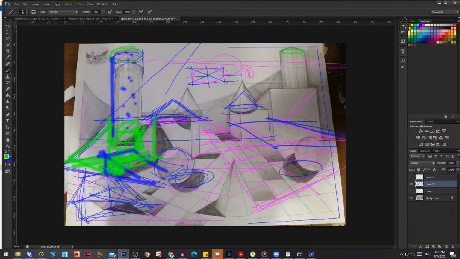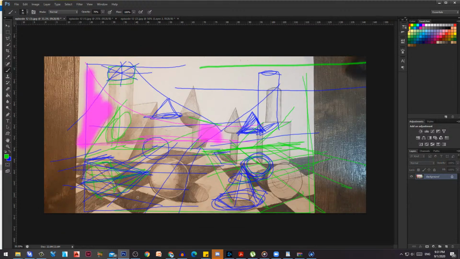Obviously, concept work is a whole different thing. We've got a different assignment for that, which we'll look at later. Okay, but for now, this is good.